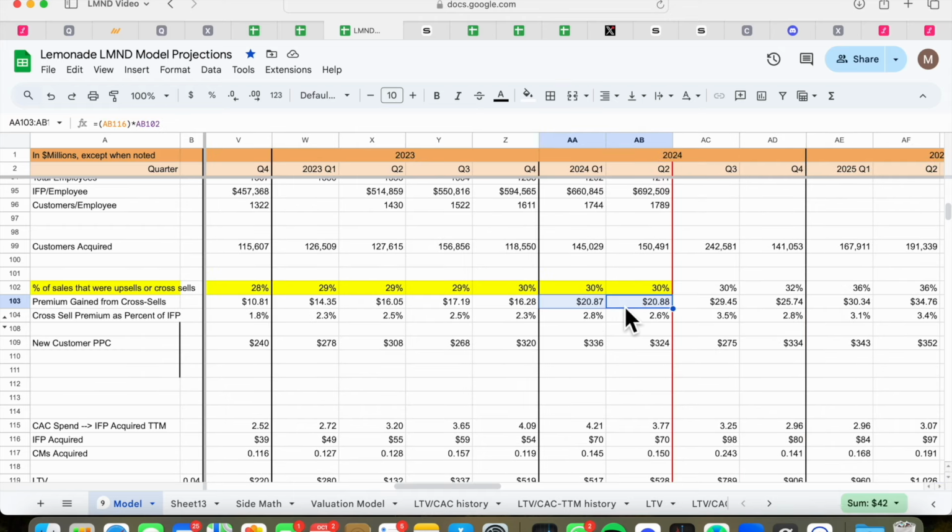It's also really tough to accurately predict what this could be, because inside of the premium you're also gaining premium just from rate increases. You're also losing premium from non-renewals right now.